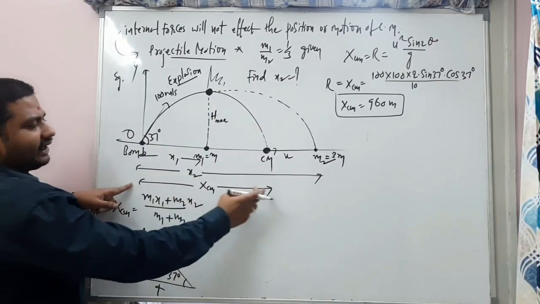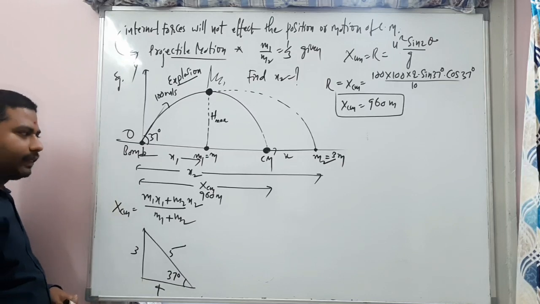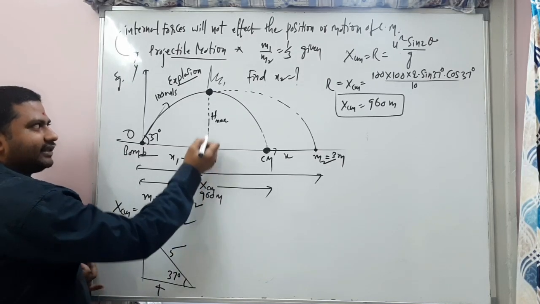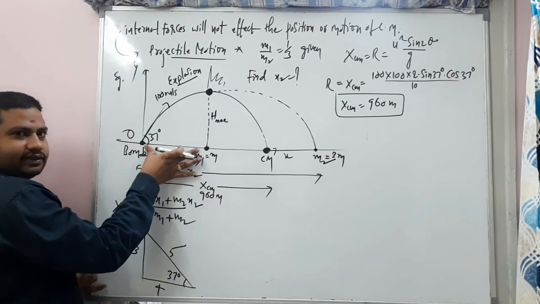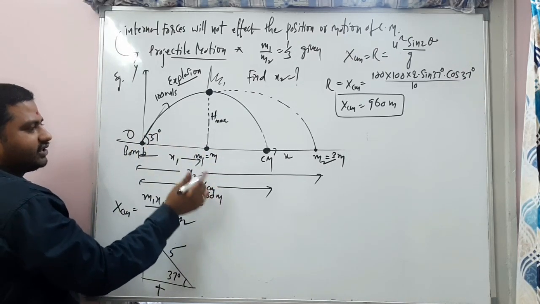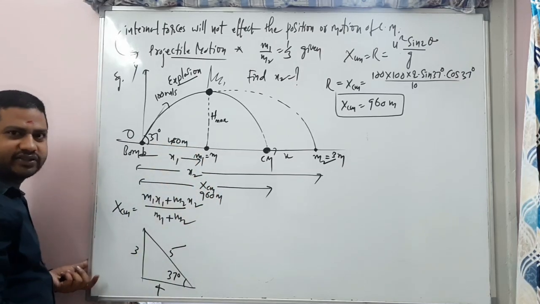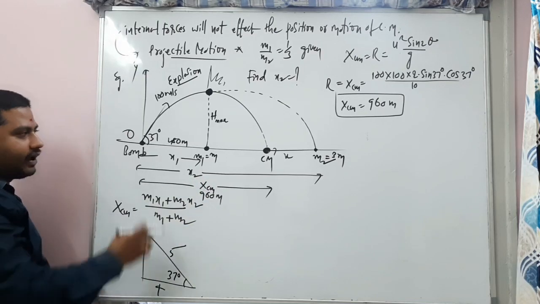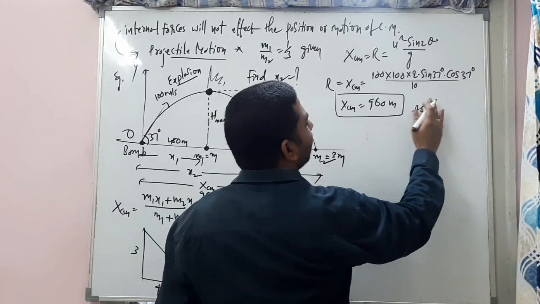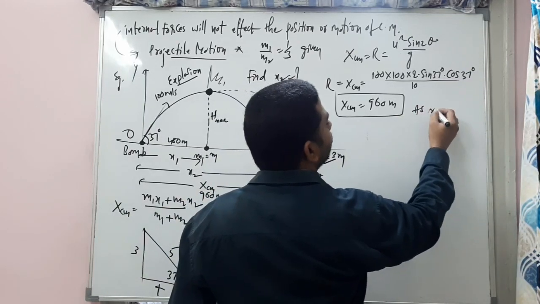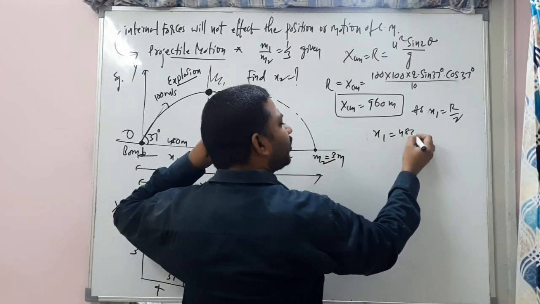So this is 960 meters. Observe, this is 960 meters. And this is exactly the maximum it fell to this point. And x1 is half of the range. What is half of the range here? So x1 will be 480 meters, my dear students. See here, x1 is equal to half of the range. As x1 is equal to half of the range, I can write x1 is equal to 480 meters.